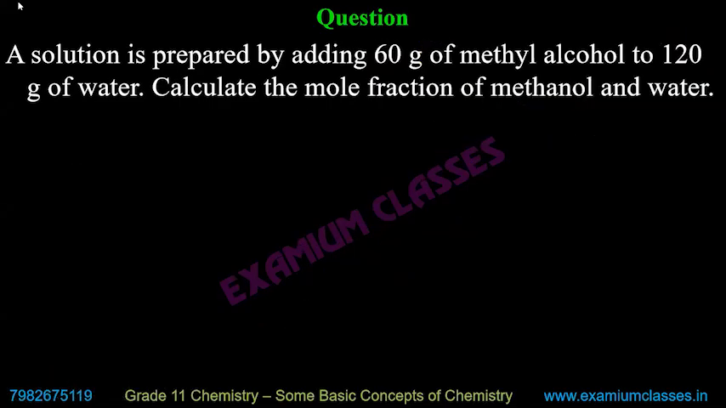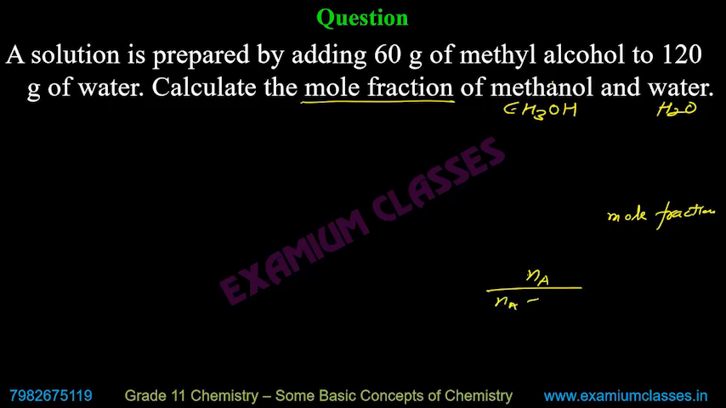A solution is prepared by adding 60 grams of methyl alcohol to 120 gram of water. Calculate the mole fraction of methanol and water. Methanol is CH3OH, water is H2O. Because we need to calculate mole fraction, and if you don't understand the question, always write like this: whatever you have to calculate, write it towards the right on rough paper. Mole fraction is calculated by number of moles of A divided by number of moles of A plus number of moles of B. It means you need the number of moles.